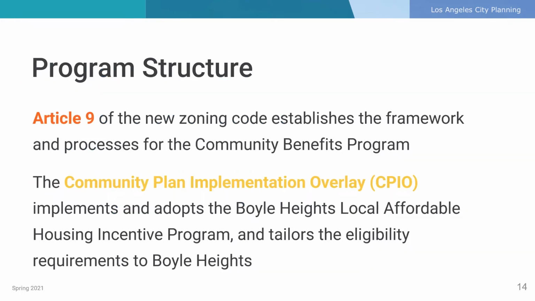The Boyle Heights Community Benefits Program has two main components. Article 9 of the new zoning code established the framework and procedures for the Community Benefits Program. Article 9 also includes the base incentives that are offered for an applicant or developer, which we will talk more about in a moment. The second piece is the Community Plan Implementation Overlay, or CPIO, which is an ordinance that implements and adopts the tailored Boyle Heights Affordable Housing Incentive Program.